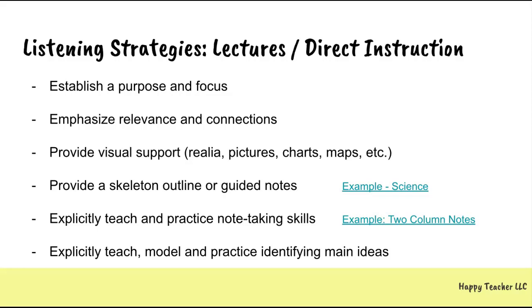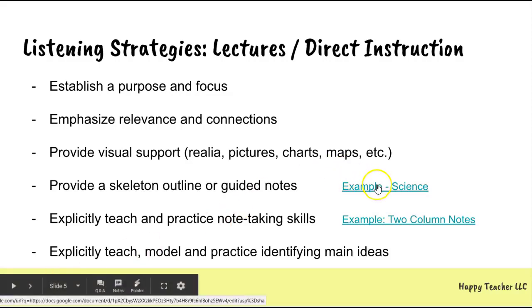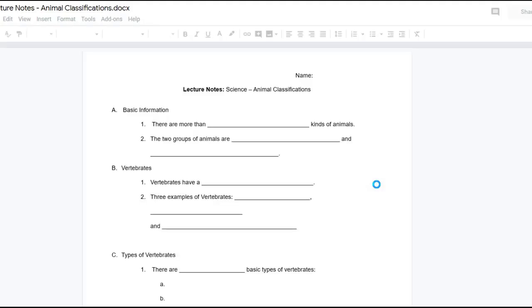Providing visual support is essential. This can be in the form of realia, which is actual objects that students can see, and of course, pictures, charts, and maps. Providing visual support also increases engagement. If students are expected to take notes, providing a skeleton outline or guided notes can be very helpful for English language learners. Here's an example of a skeleton outline for a lecture in science.